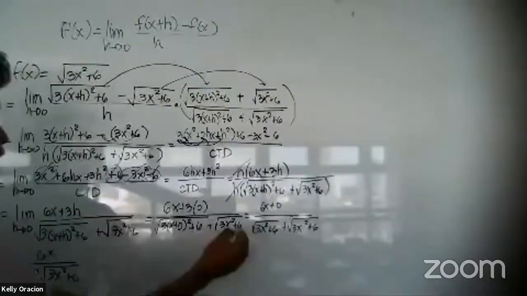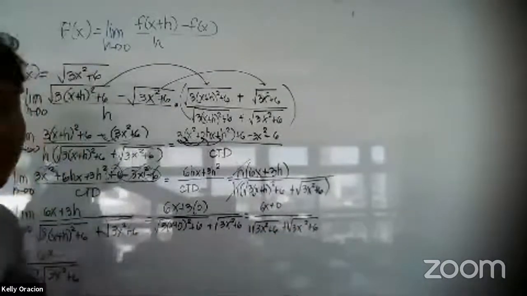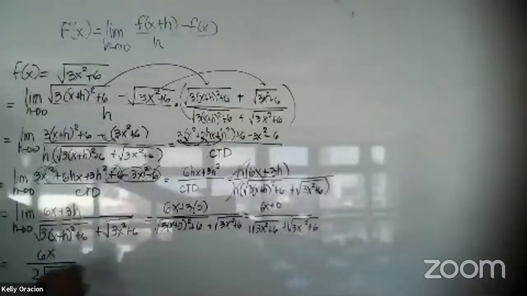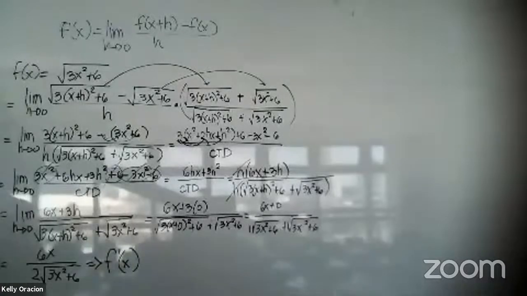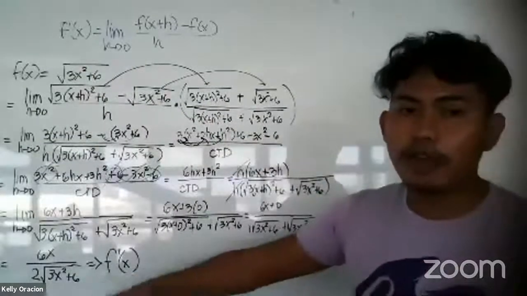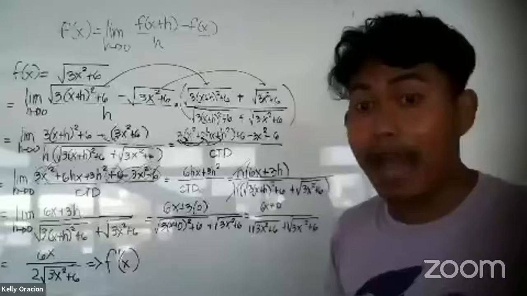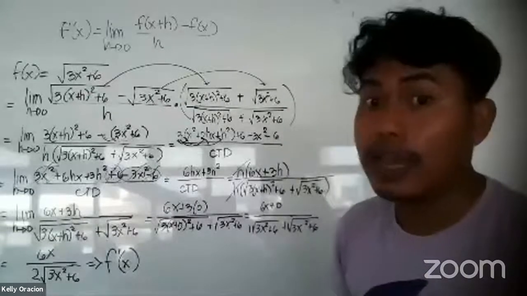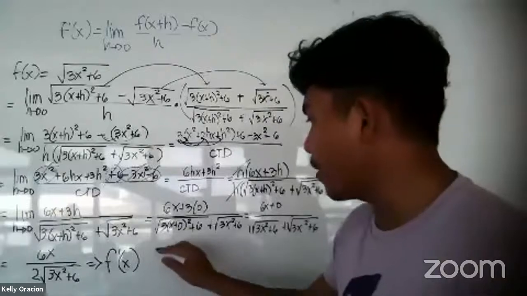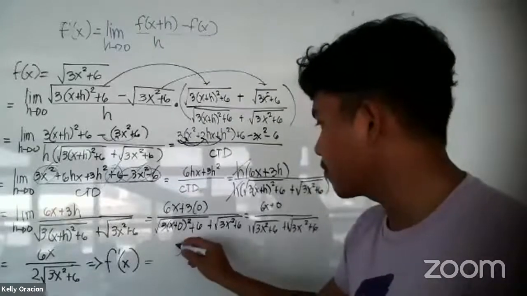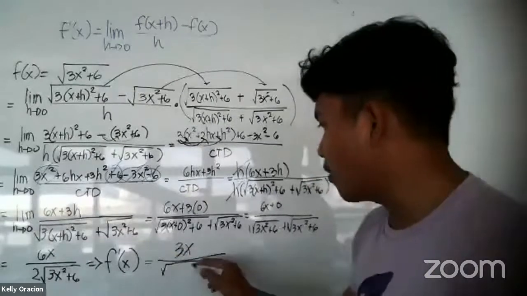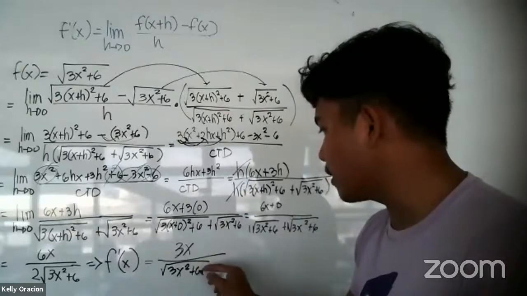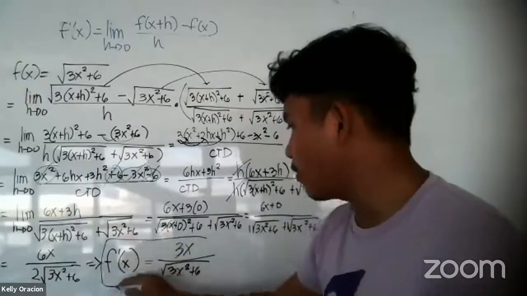Saan galing yung 2, sir? There is an invisible 1 dito. 1 plus 1, 2. And you will now have the final answer. Sir, I thought final answer na to. Hindi pa. It's because 6 divided by 2, mas-simplify pa, di ba? 6 divided by 2 is 3. So you have 3x over square root of 3x squared plus 6. Okay? And this will be now the final answer.